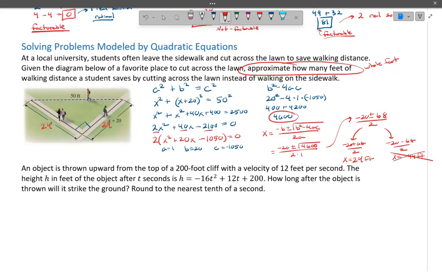We have 24 plus 20 feet, which gives us 44 feet. And so the total distance walked by going across the sidewalk is going to be the 24 feet plus the 44 feet, which is 68 feet. And by cutting across, it's only going to be 50 feet. So if we subtract the 50 feet, we are saving 18 feet approximately by cutting across the grass rather than walking the length of the path.